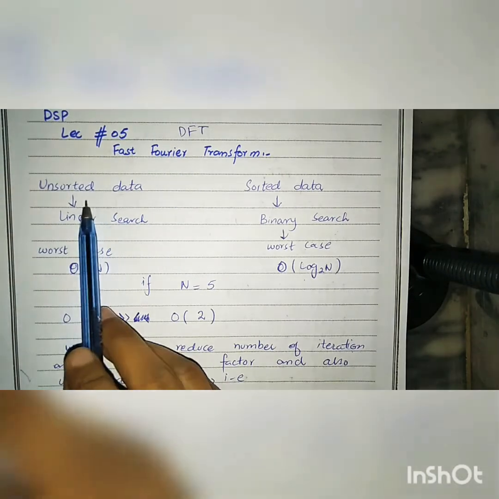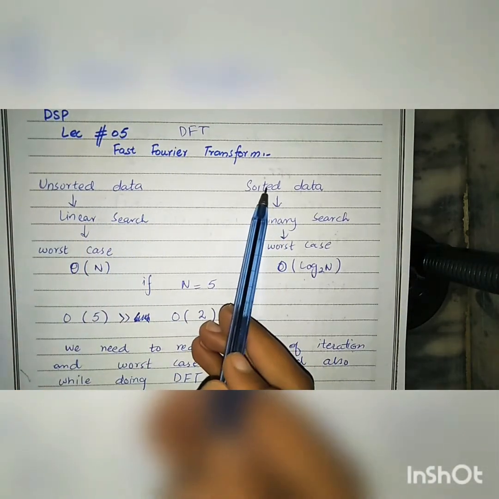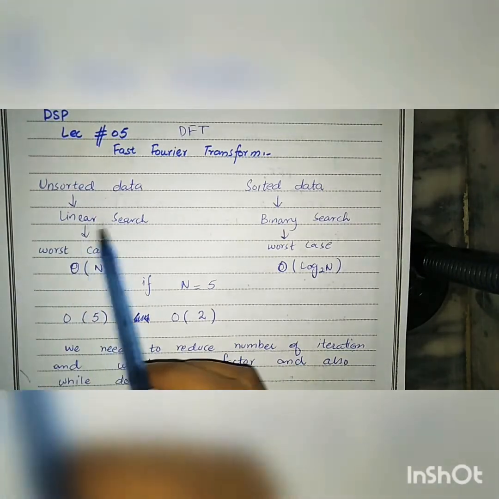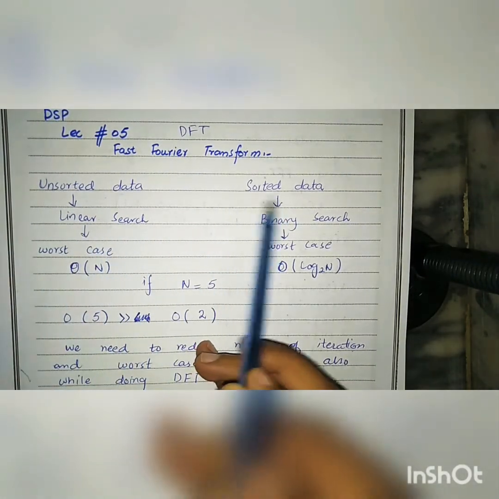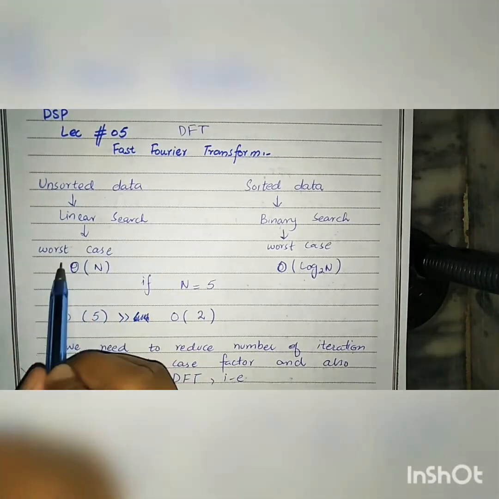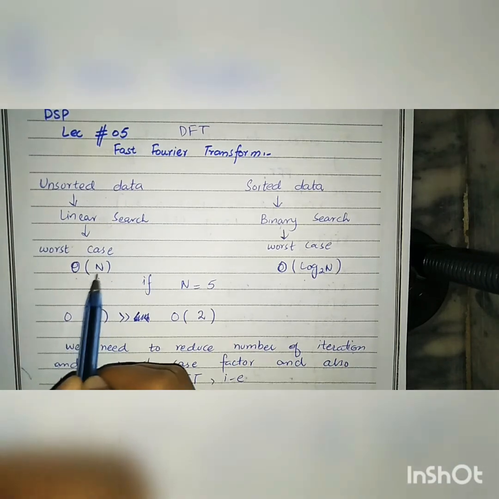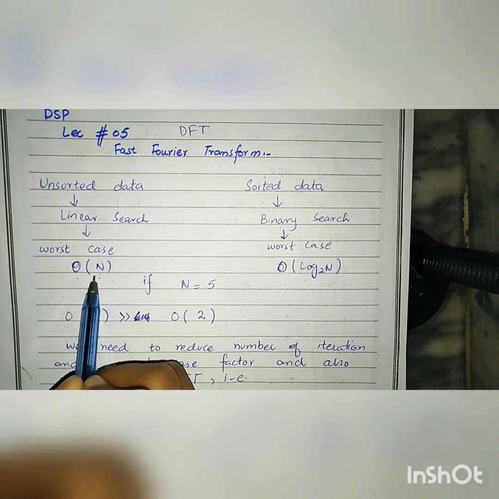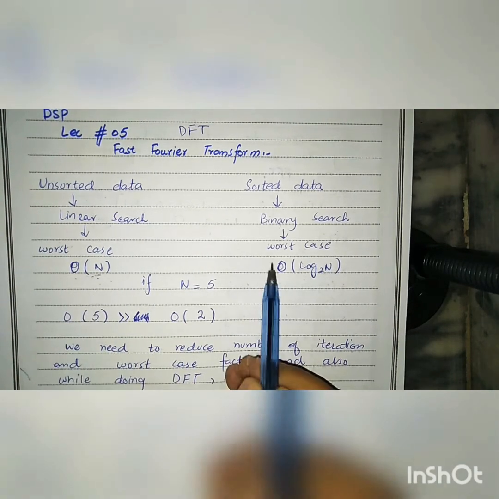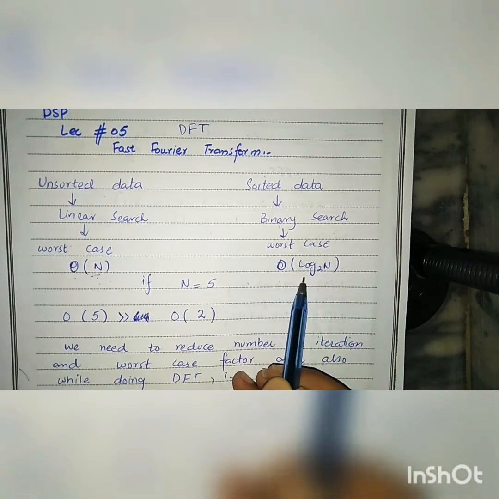In the first lecture I told you that sometimes we have unsorted data and sorted data. In unsorted data we do linear search and in sorted data we do binary search. While doing linear search, the worst case was n, when we reach our results after doing n iterations, and in the binary search our result was log 2n, and that is a smaller value.